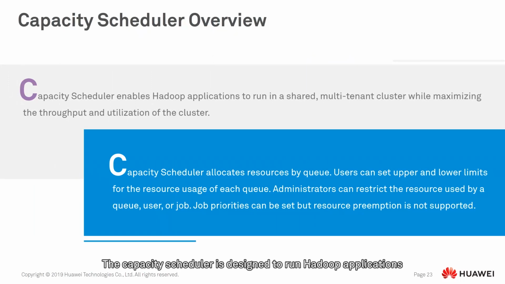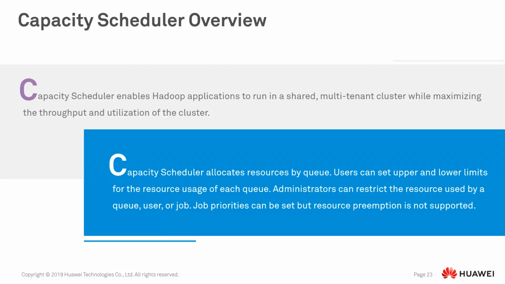The capacity scheduler is designed to run Hadoop applications as a shared, multi-tenant cluster in an operator-friendly manner while maximizing the throughput and the utilization of the cluster. Traditionally, each organization has its own private set of compute resources that have sufficient capacity to meet the organization's service level agreement under peak or near-peak conditions. This generally leads to poor average utilization and overhead of managing multiple independent clusters.